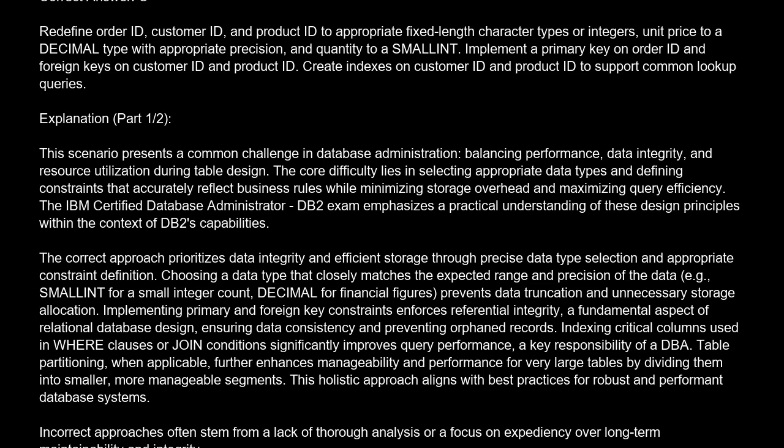The correct answer is C. Redefine order ID, customer ID, and product ID to appropriate fixed-length character types or integers, unit price to a decimal type with appropriate precision, and quantity to a small one. Implement a primary key on order ID and foreign keys on customer ID and product ID. Create indexes on customer ID and product ID to support common lookup queries.